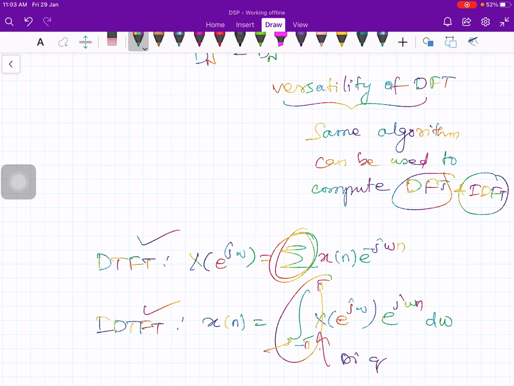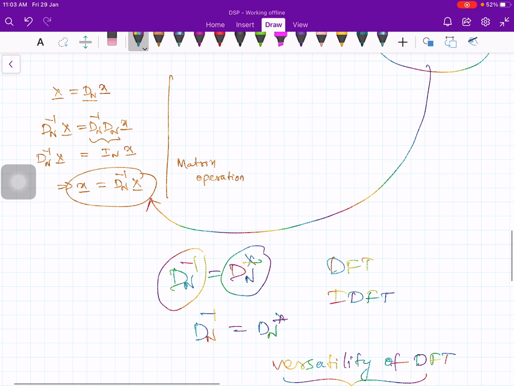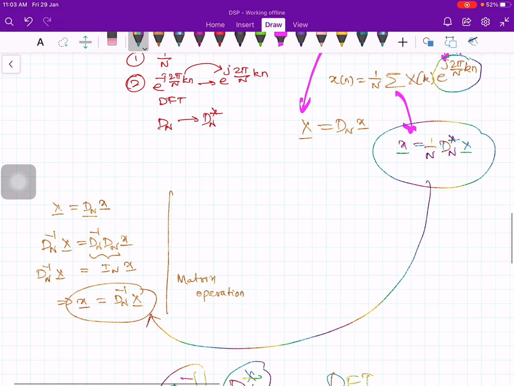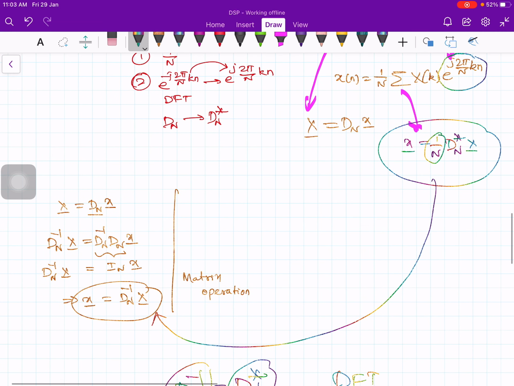The only thing you have to change is to introduce a scaling factor. Where is that scaling factor? This one. Introduce only the scaling factor 1 by N and change the power of WN to WN inverse. That is, take the complex conjugate. That's all. So straight away you can calculate the IDFT using the same algorithm.